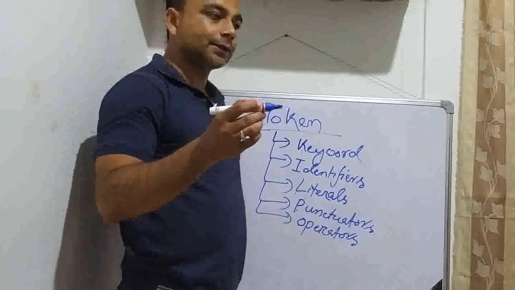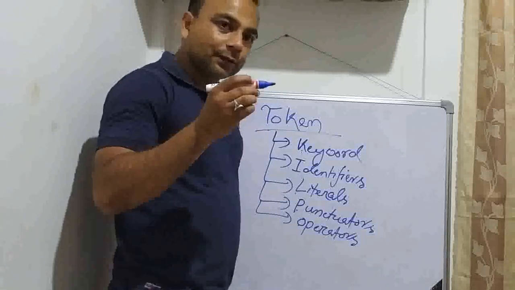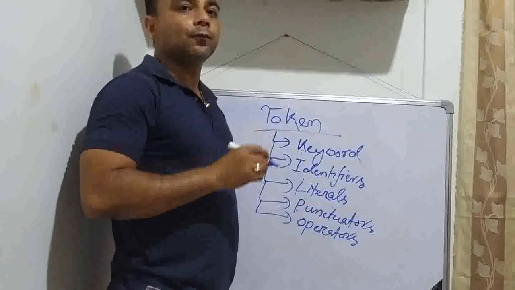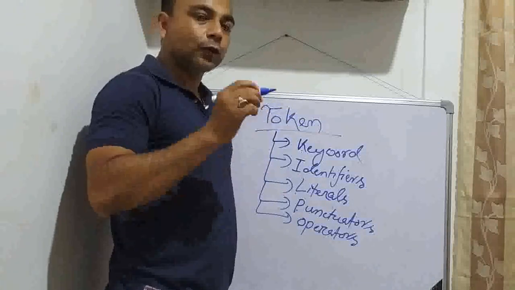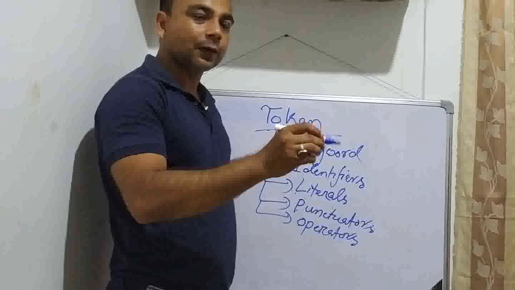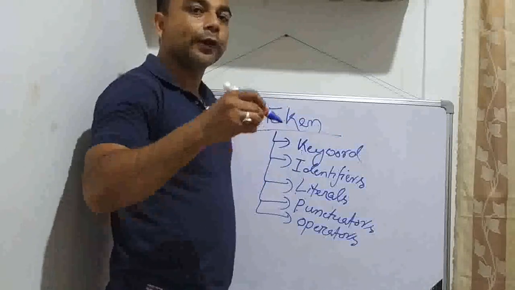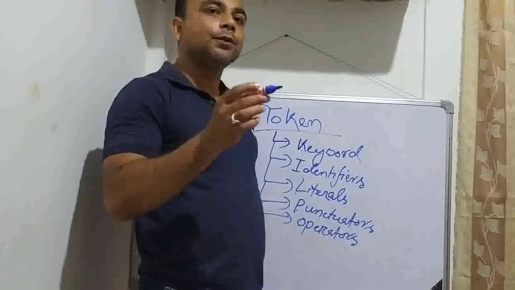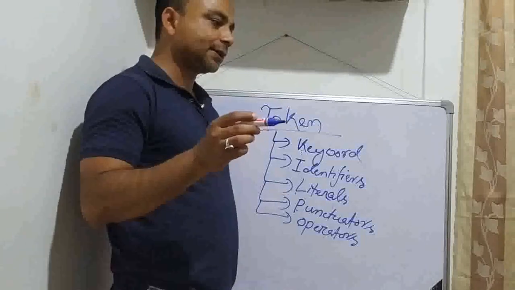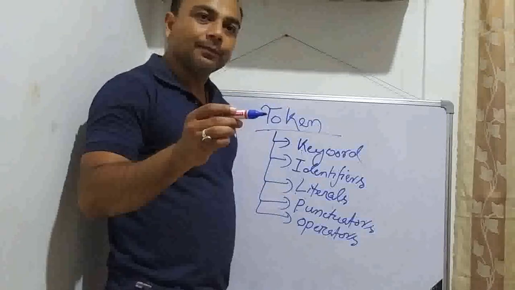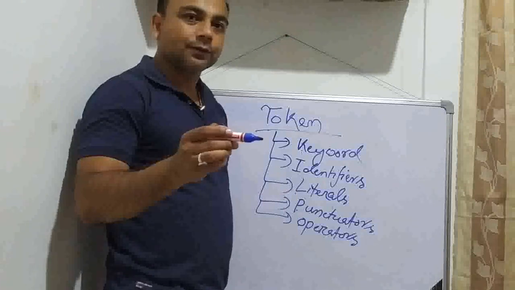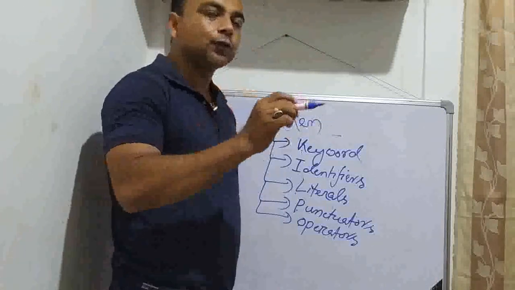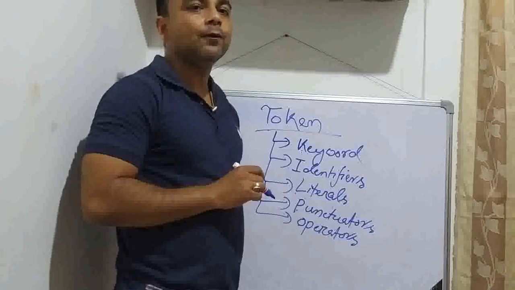In programming language, what happens? We have some predefined words. Okay, we have some predefined words, and with the help of those words, we can develop a program. That means simply you can say keyword. Keyword means what? Keyword means these are some predefined words. Okay, and the meaning of those words should be understood only by the language compiler.